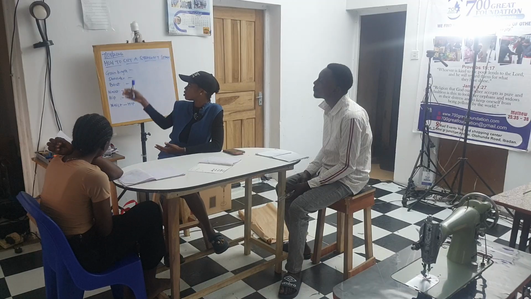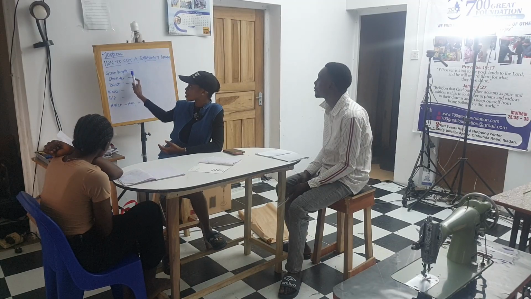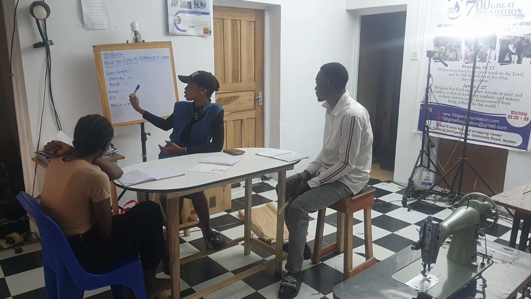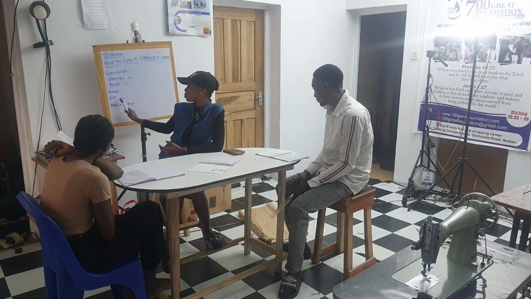Today we'll be talking about how to cut a straight gown. The things we'll need to cut our straight gown are the gown length, the shoulder to shoulder measurement, the bust measurement, the waist measurement, the hip measurement, and the waist to hip measurement.